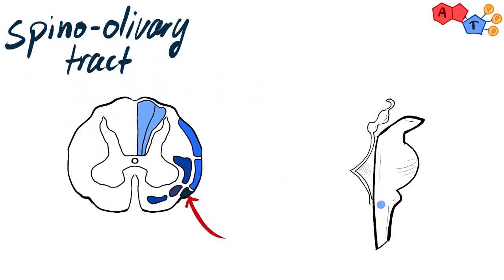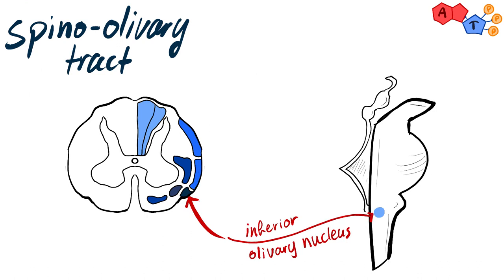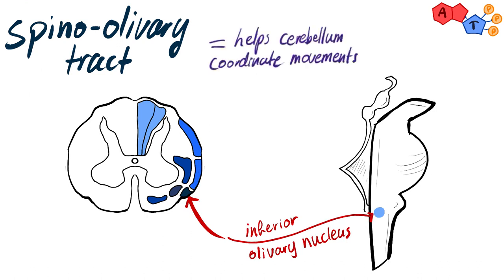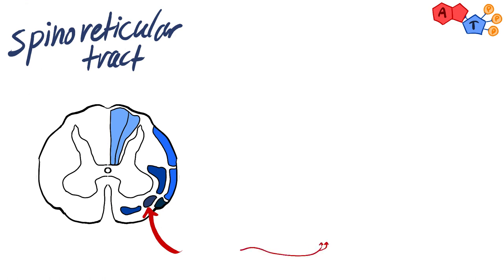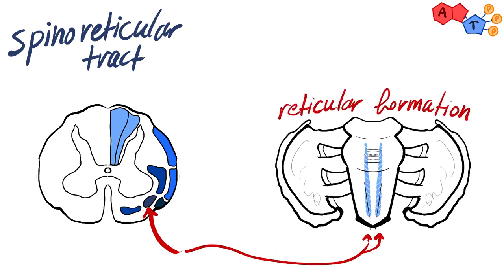The fifth tract is the spino-olivary tract. This tract carries the information to the inferior olivary nucleus, present in the medulla. It helps the cerebellum in coordination of movement to achieve balance. The sixth and last sensory tract is the spinoreticular tract. This tract synapses with the reticular formation present within the brain stem. It plays a role in transmitting the signal of chronic or deep pain.